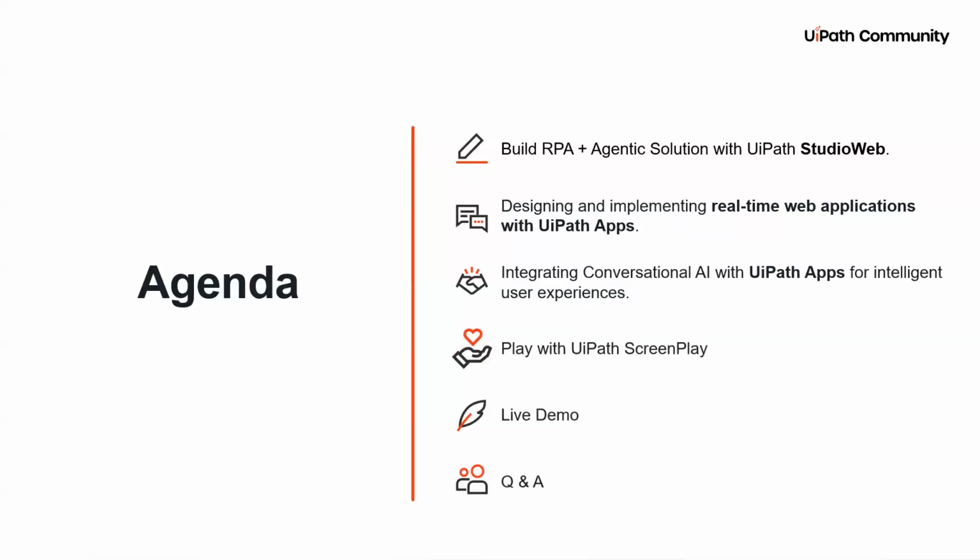Just a high level agenda. As we said, it'll be focused around the UiPath agentic solution, building agent solutions using Studio Web, and then how to design and implement real-time web applications using UiPath Apps. And then the interesting part is how do you integrate conversational AI with UiPath Apps, for better and more intelligent user experiences. And then we'll have some live demos. Faiz is going to show you some live demos, and then you can ask your questions at the end of the session.